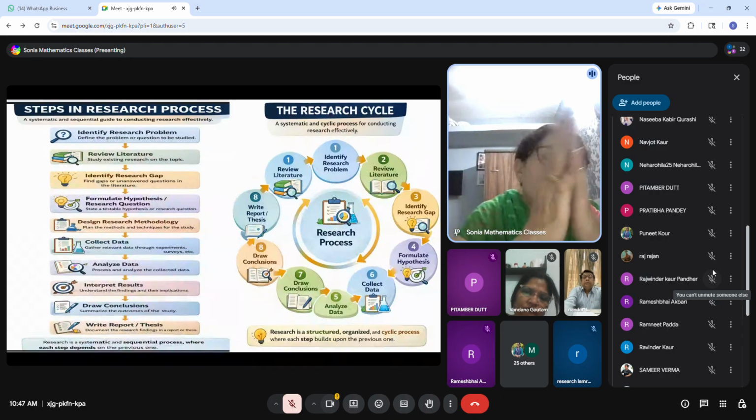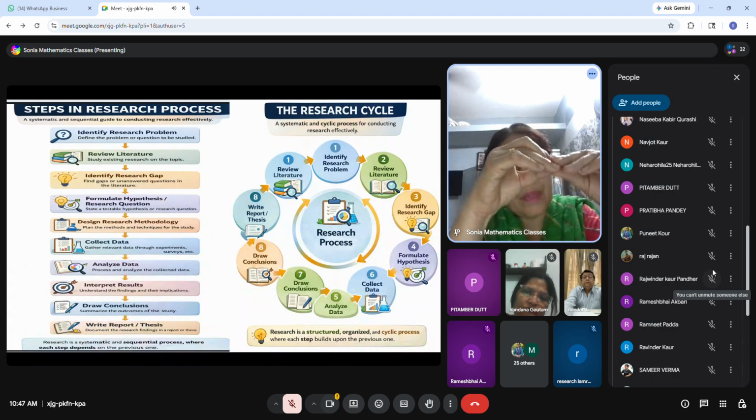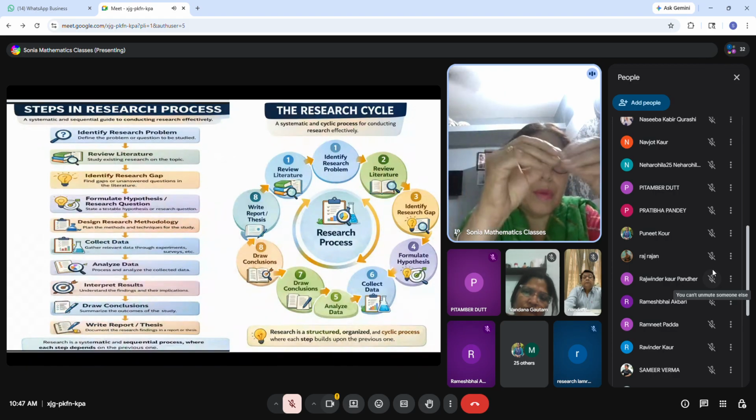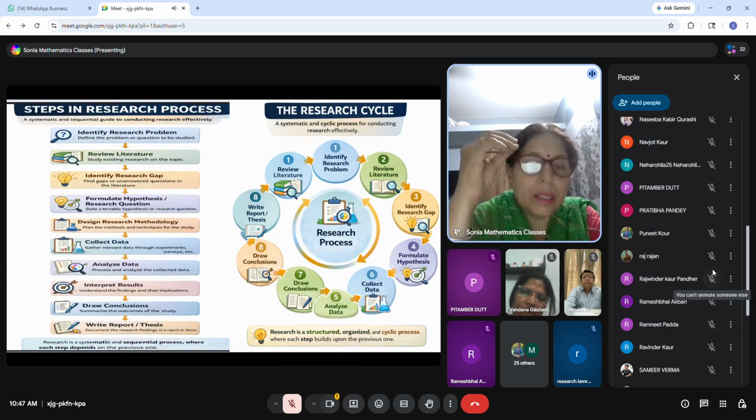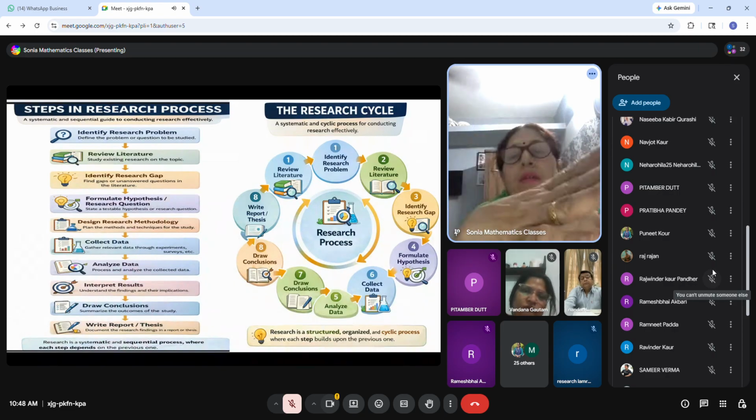And then we will draw the conclusions, that is we will summarize the outcomes of the study. And then we will write the report, or you can say we will write the thesis at the end of our research, that is documenting the research findings in a report. Okay. So research is a systematic and sequential process where each step depends upon the previous one.